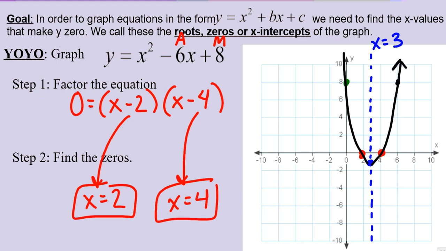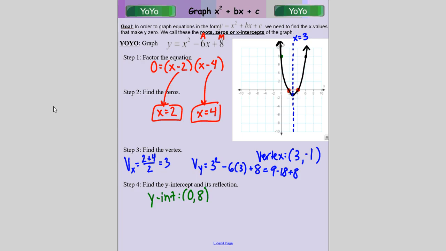And there's my 5 points. I have my 2 x-intercepts, my vertex, my y-intercept, and its reflection. And that's what it should have looked like when you did it for yourself.